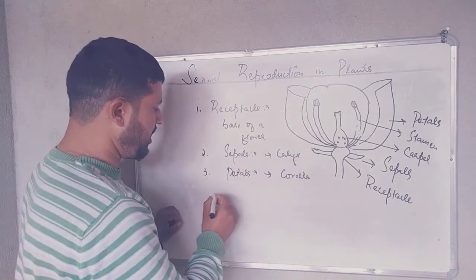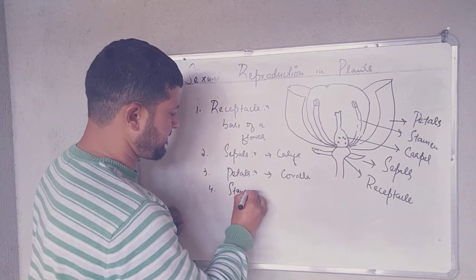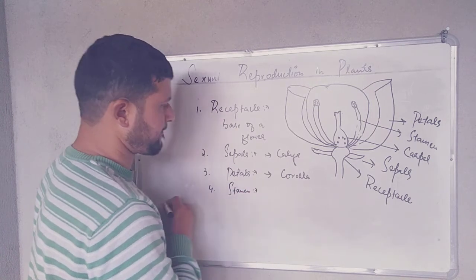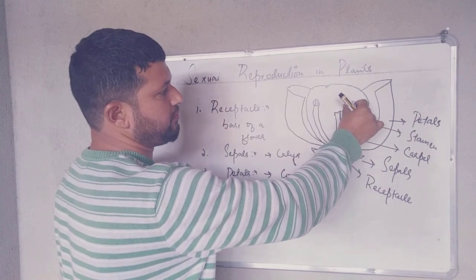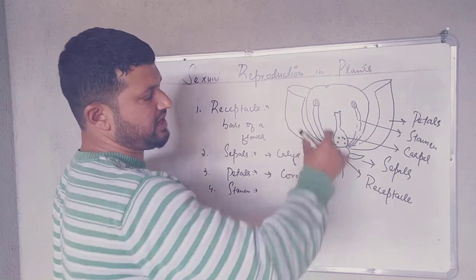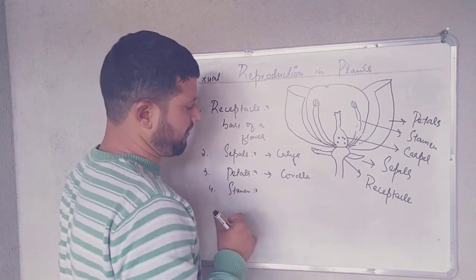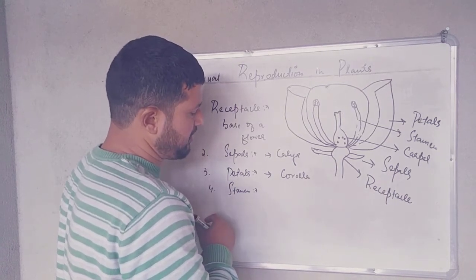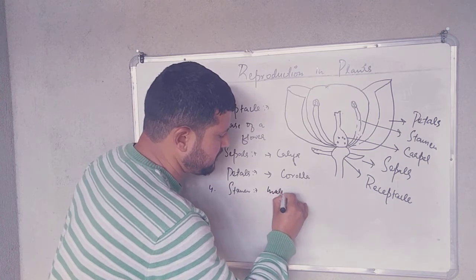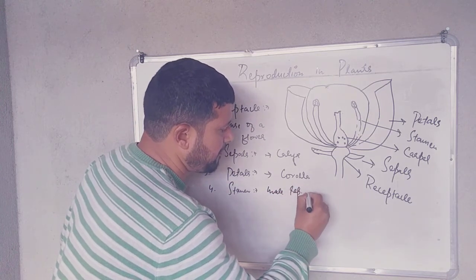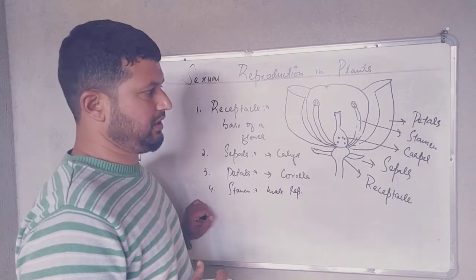And there is one more part, that is the stamen. The thin stalk bearing a swollen part present inside the flower, or inner ring of the flower, is called the stamen. And this stamen is also known as the male reproductive part of the flower because it produces the male gametes.